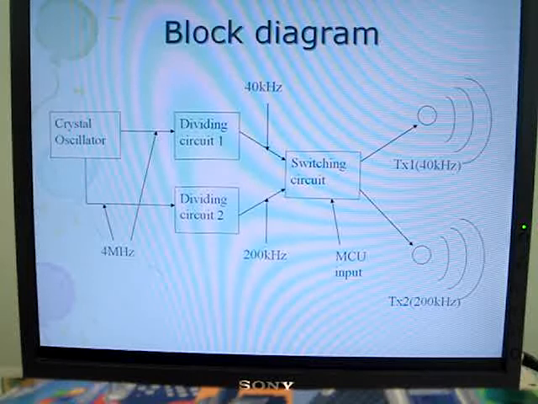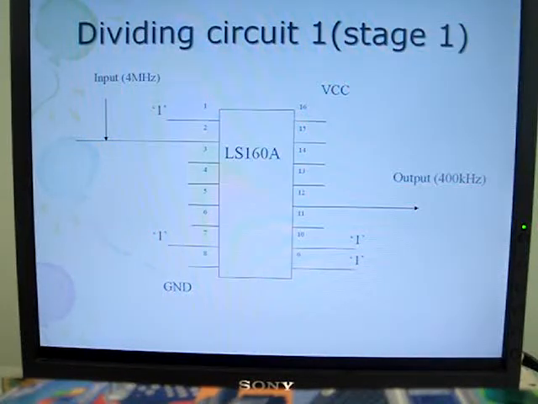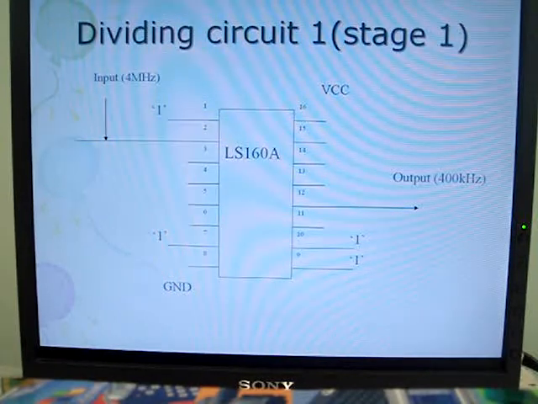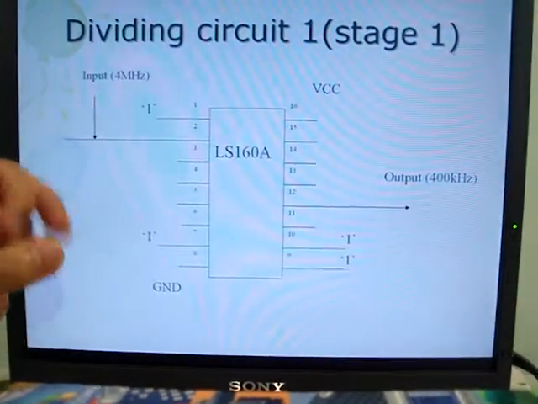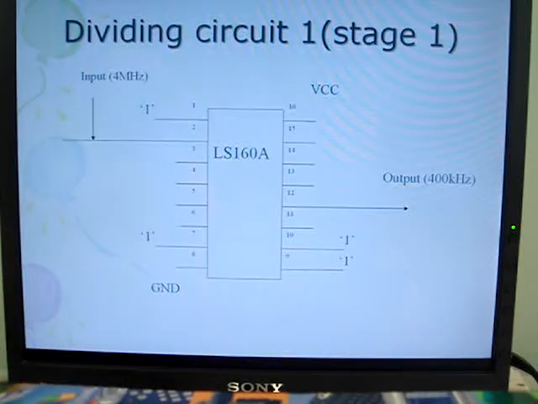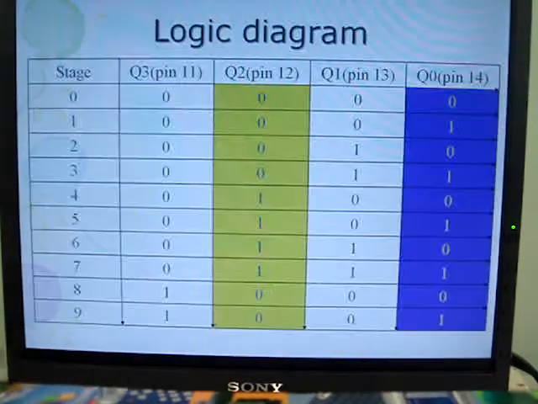But how can we divide the signal? We use the decade counter LS160A. We can use this counter to divide the clock signal by 10 or by 2. Let's see the logic diagram of it.